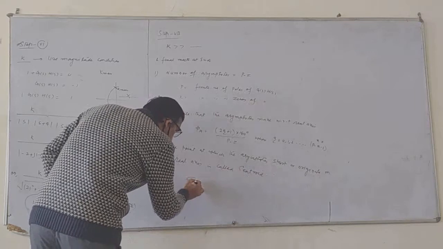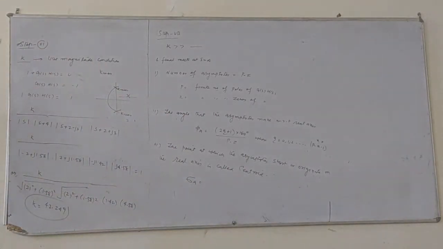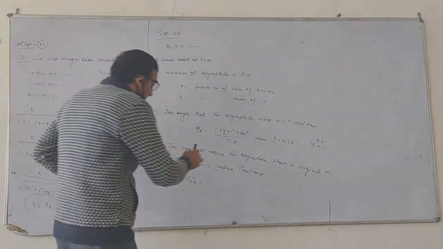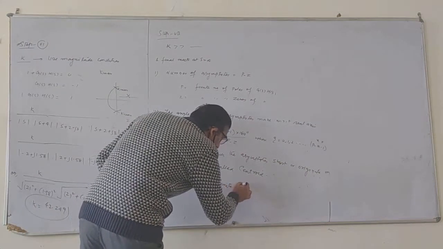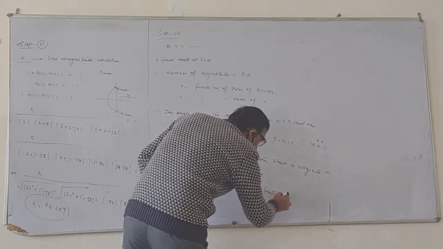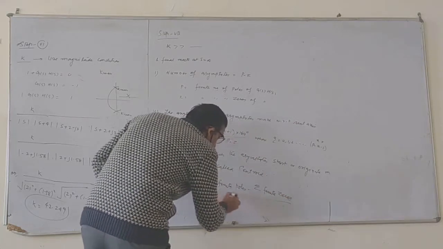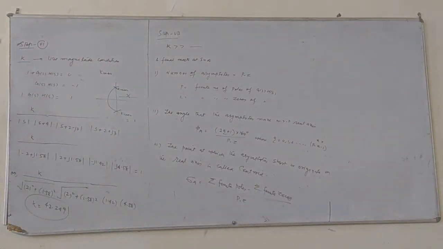Centroid is represented by sigma A. Sigma A is equal to the summation of finite poles minus the summation of finite zeros, divided by P minus Z. So this is the centroid, and these asymptotes will originate at the centroid.